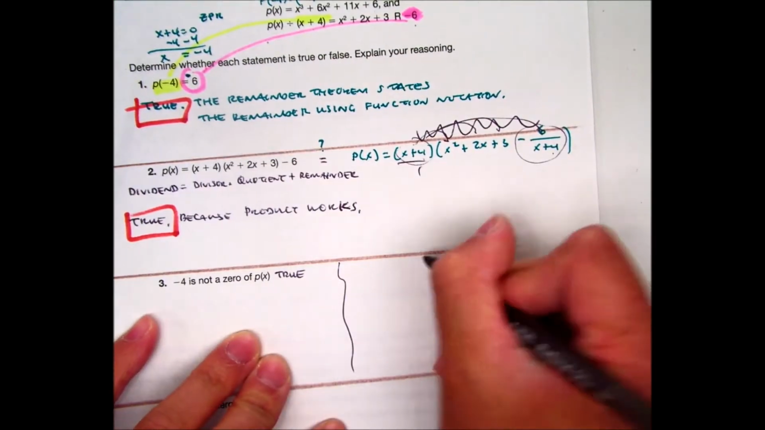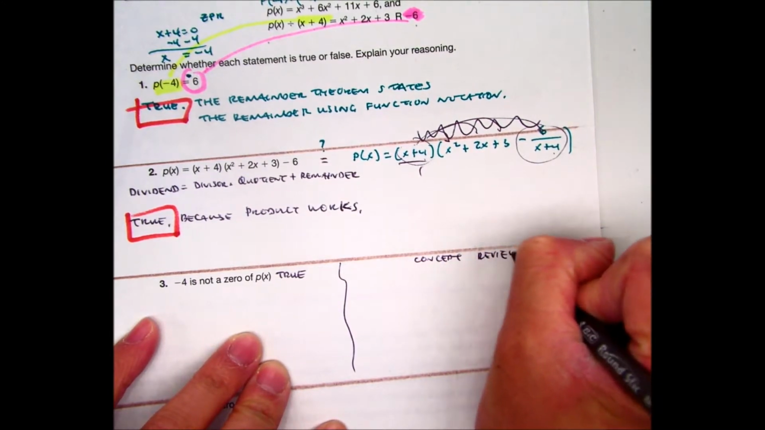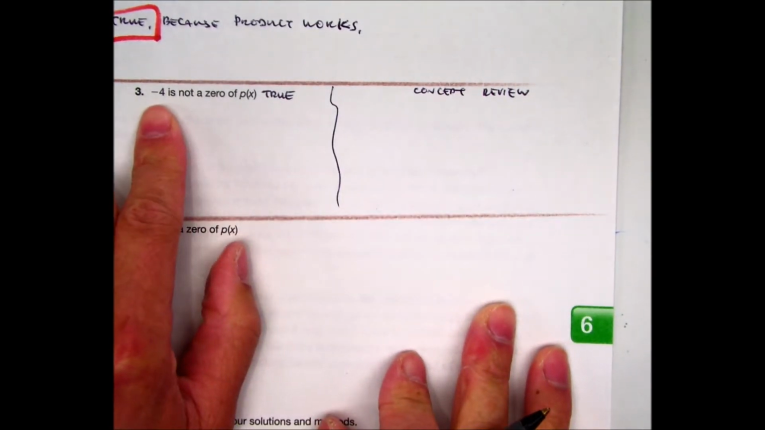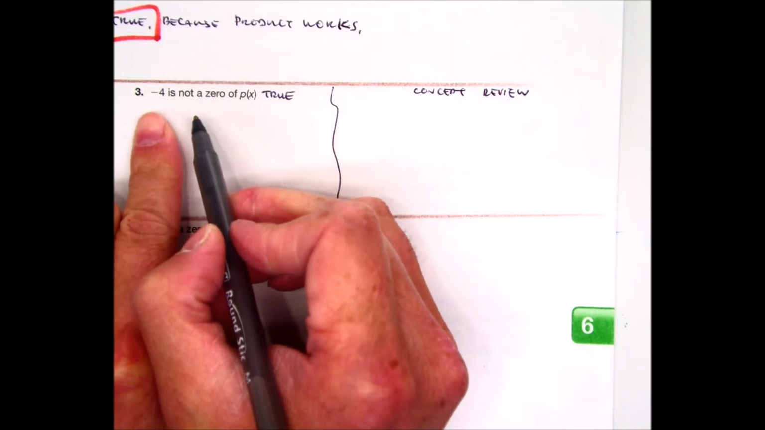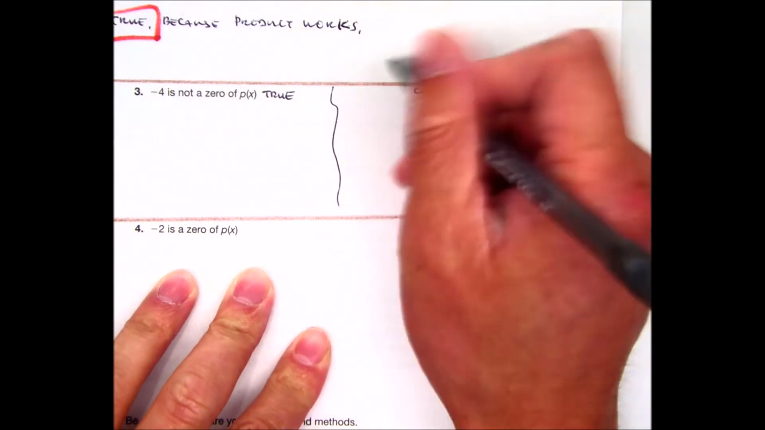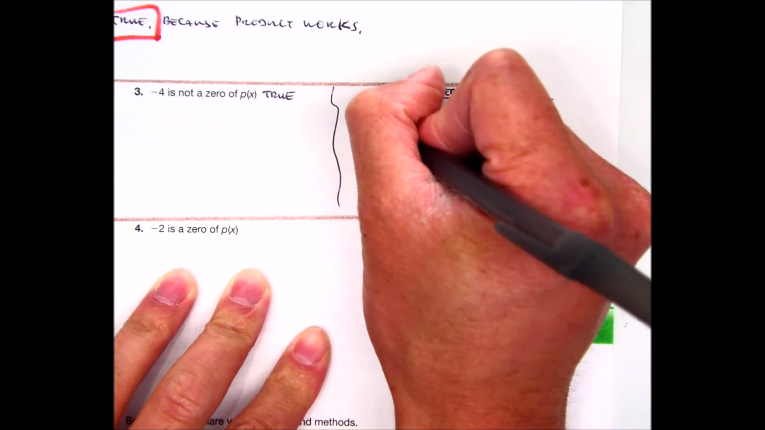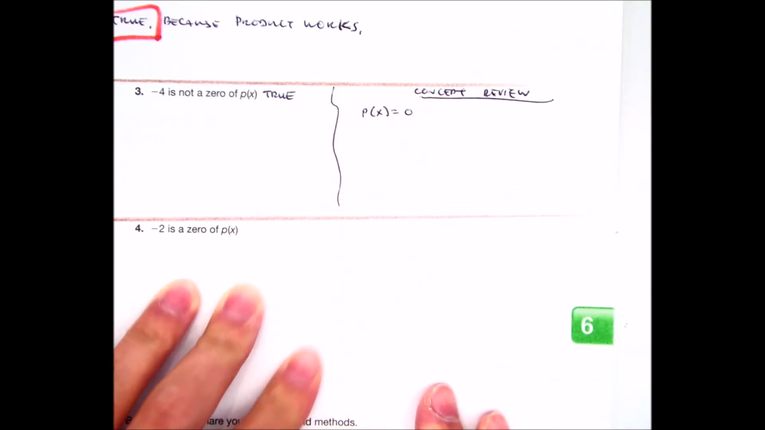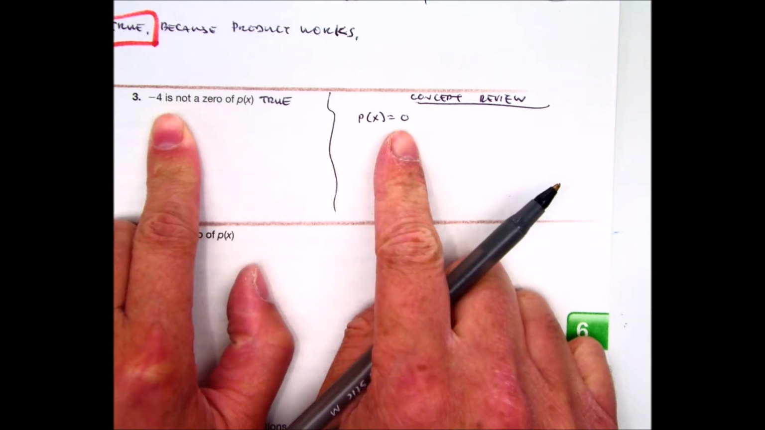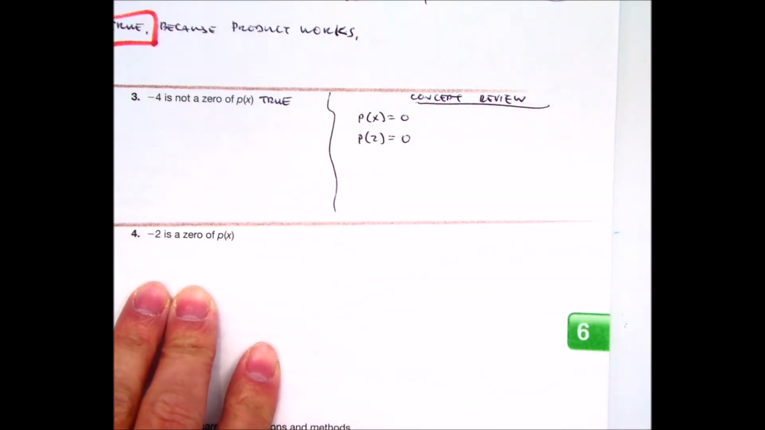Let me do a quick concept review. It says negative 4 is not a 0 of P of x. So let's just say I make up a number. This is not related to this problem, but I wanted the idea. P of x equals a 0. We're trying to figure out if it is a 0 or is not a 0. Let's just say I make up a number. P of 2 equals 0.